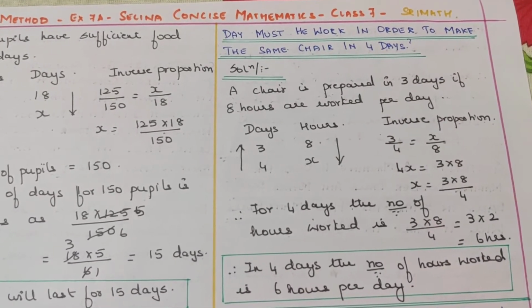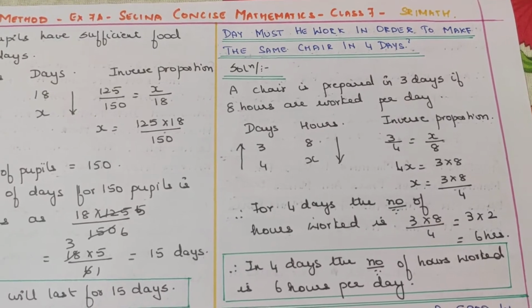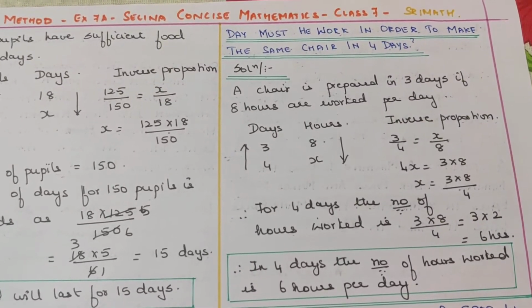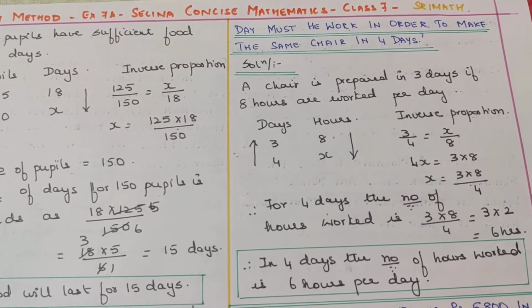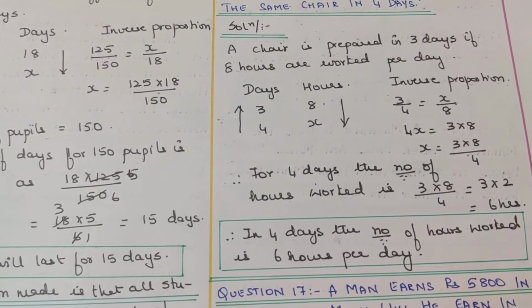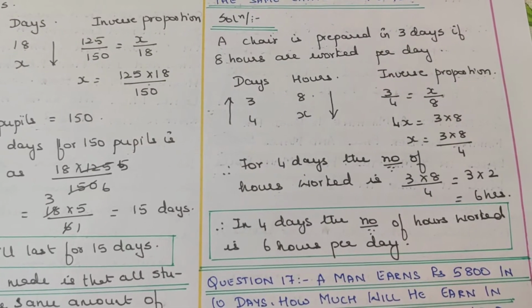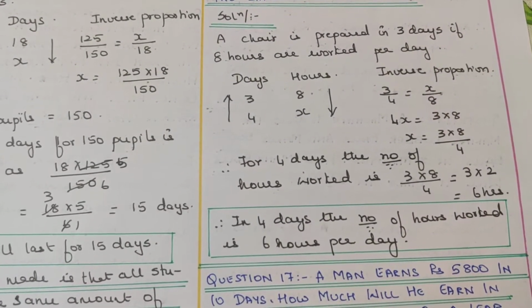So a chair is prepared in 3 days if 8 hours are worked per day. Now they're saying 4 days. So the number of days increases, therefore the number of hours will decrease. So it is an inverse proportion. So you take it as 3 by 4 is equal to x by 8. You reciprocate. So it becomes 4x is equal to 3 into 8. That is x is equal to 3 into 8 by 4.